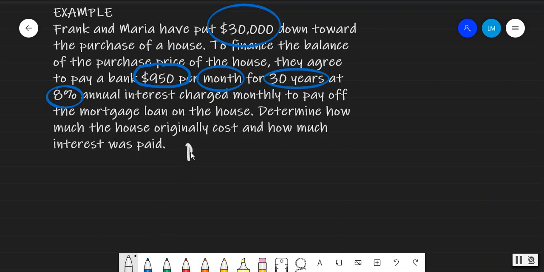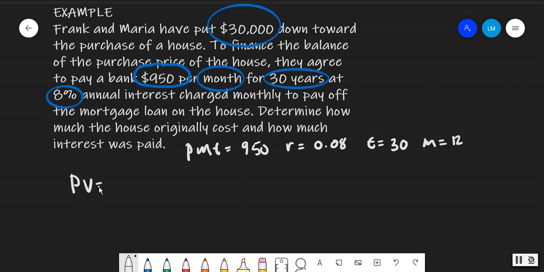So first off, I know that the payment is equal to 950. The R is equal to 0.08. T is equal to 30 years. I think that's enough, really. Let's see. And then M. Okay, so M is equal to 12. Okay, so we're gonna have to use a calculator at some point.